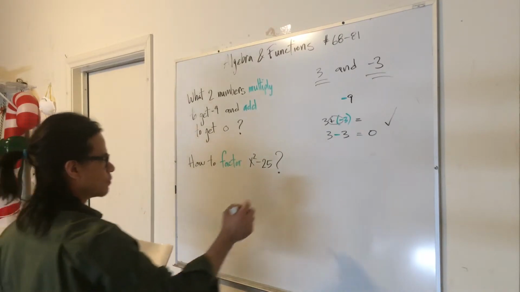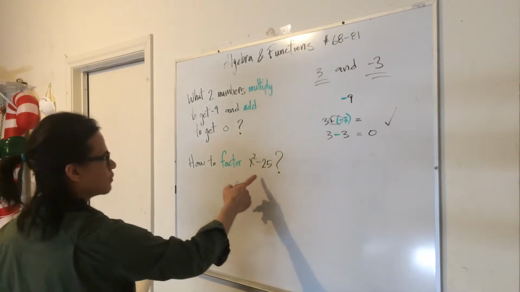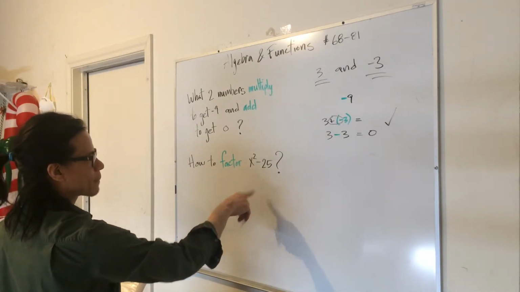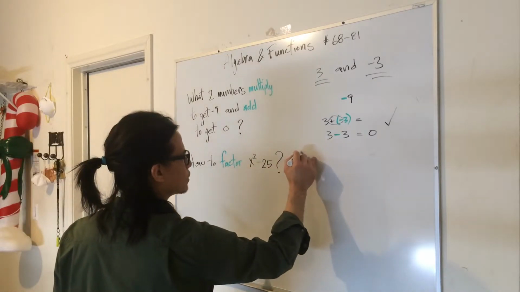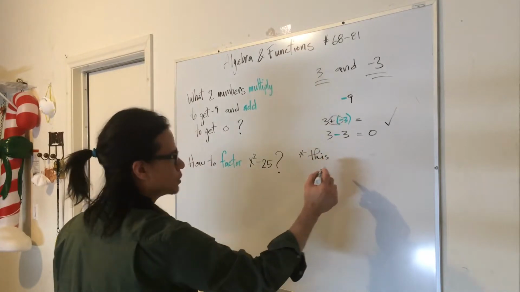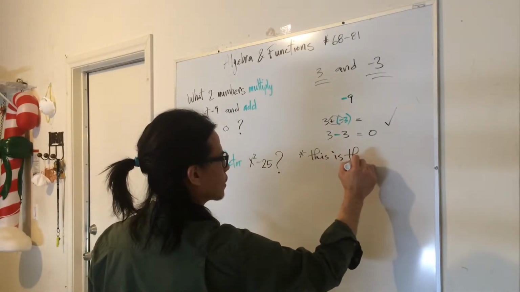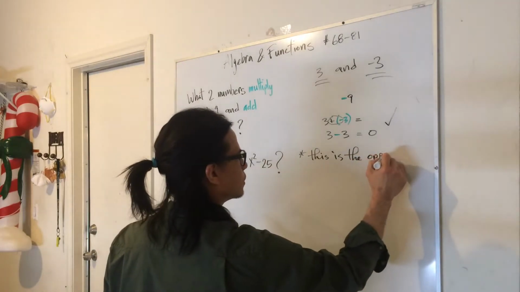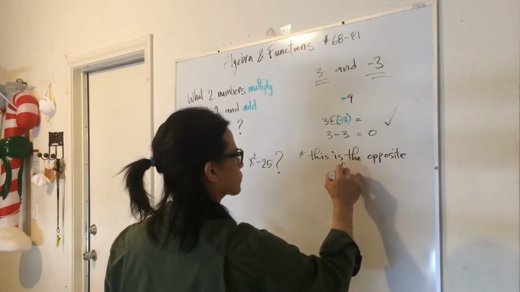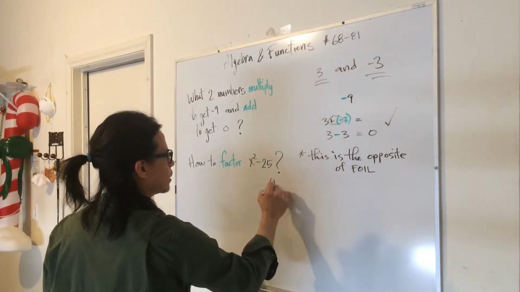Okay, so step 1. This is going to be the opposite of FOIL. If we're asked to break this down, that's the opposite of FOIL. So let's make a note of it here. What we're about to do will be the opposite of foiling. Let's make a note of it. Okay, so let the game begin.